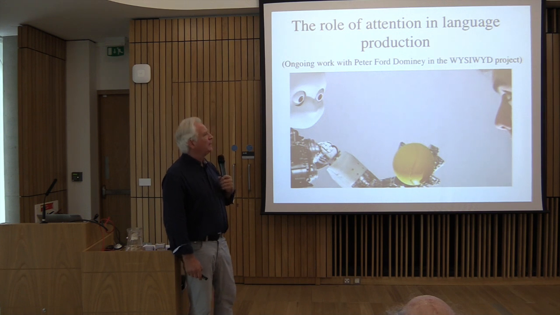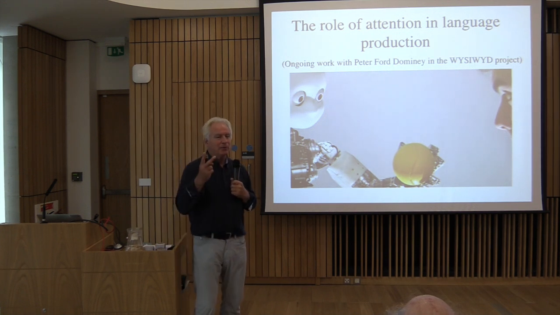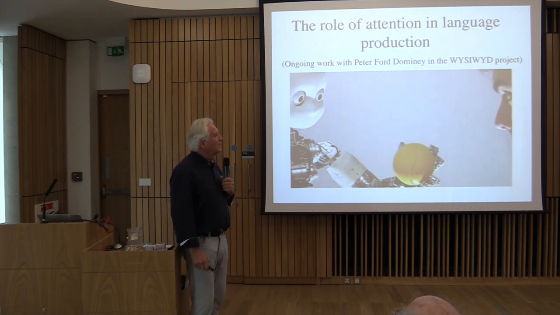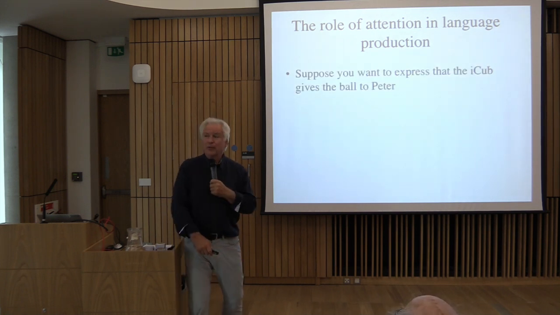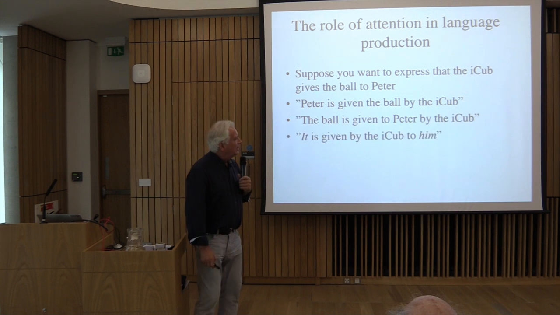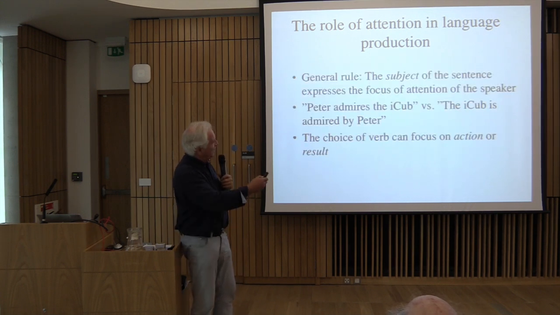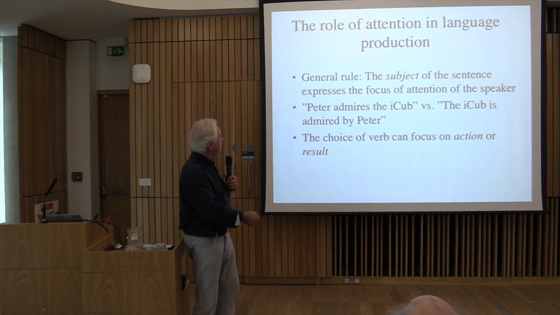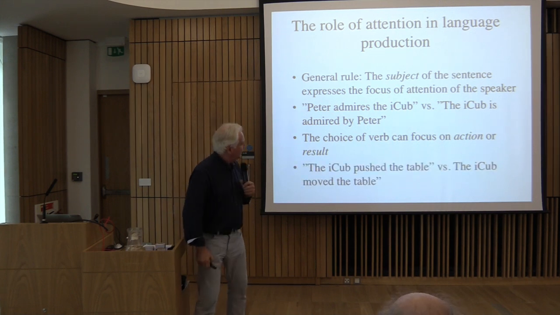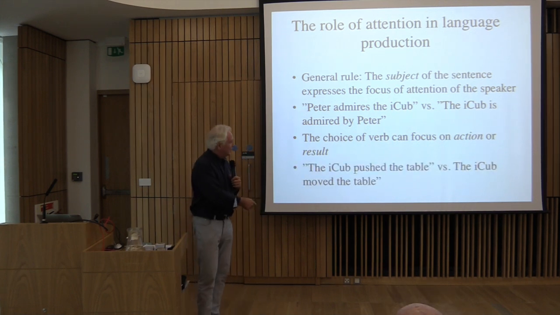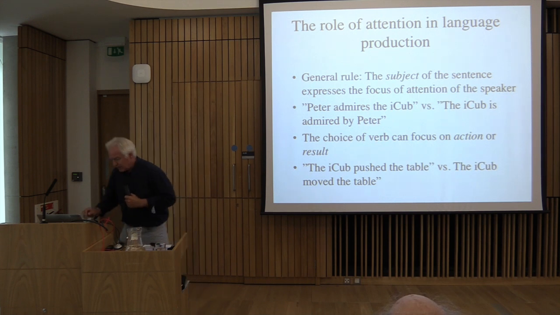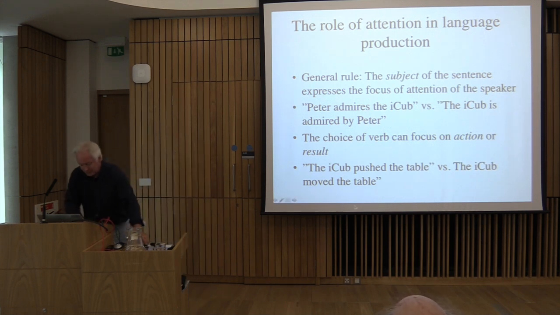I'm involved in a European project on implementing some of these ideas, in particular the manner and result distinction in verbs, with a robotics project. So I think I'll finish by saying that you can have different ways of saying things depending on the focus of attention. You can formulate different things here. But the interesting thing is that the choice of verb can focus on action or result. So we've actually implemented this in a system. So let me finish by showing you this movie, if I can find it.